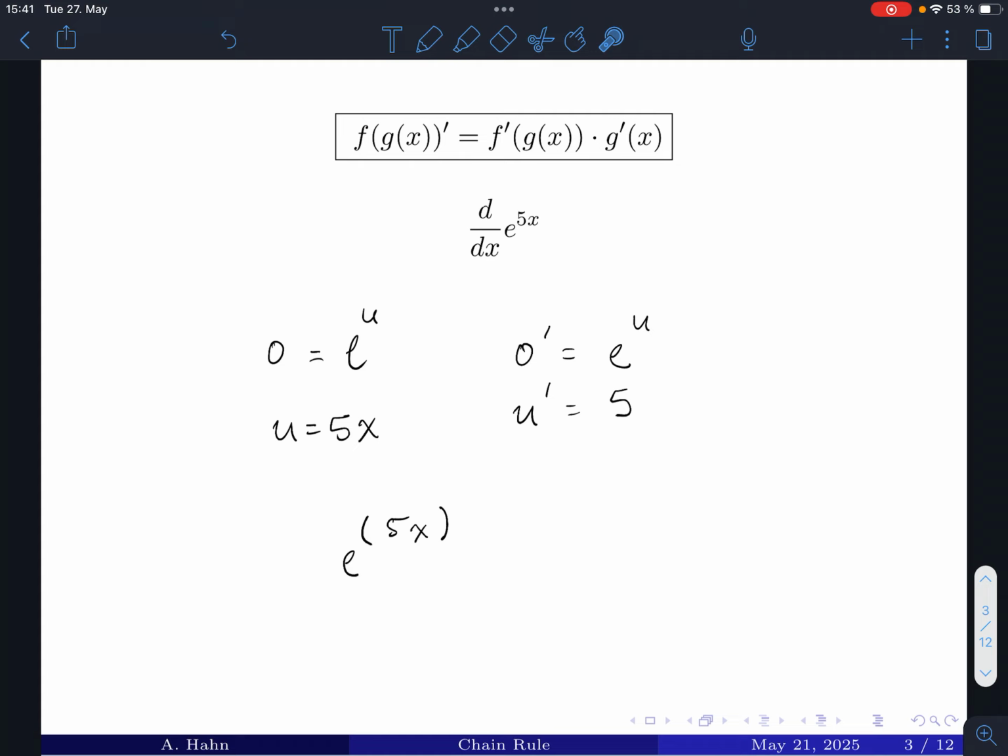And then we're going to multiply all of this by the derivative of the inside. The derivative of the inside is 5. So we're going to multiply all of this by 5. And then you can circle this or box this and be done. Another way to write this is 5e to the 5x. And there you go.